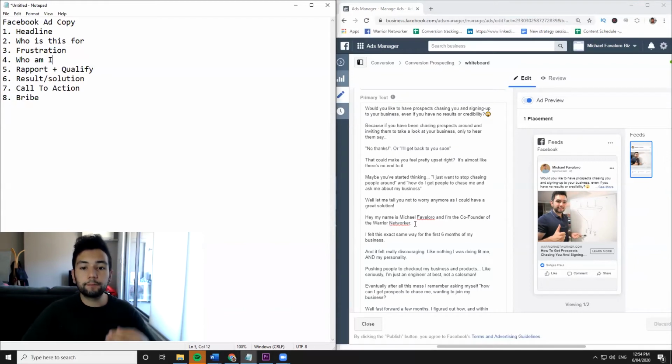Then you want to build a little story. You want to build rapport, and you also want to qualify them. So the way to do that is, firstly, with the rapport, you want to talk about how you felt the same way. Or maybe you had a point in time in your business or in your life where you didn't feel so great about what you were doing. You weren't fulfilled. You wanted more.